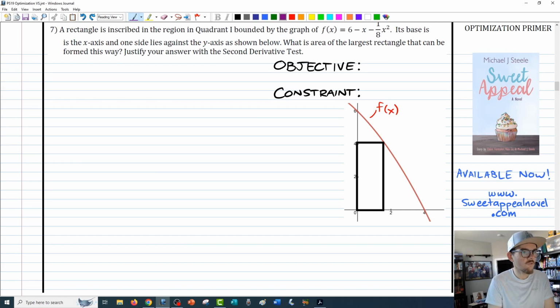So in this case, as it says, we want the area of the largest rectangle, and you can assume just based on that, since we're looking for areas of rectangles, we're looking for width times height, or length times width, however you want to think about it.